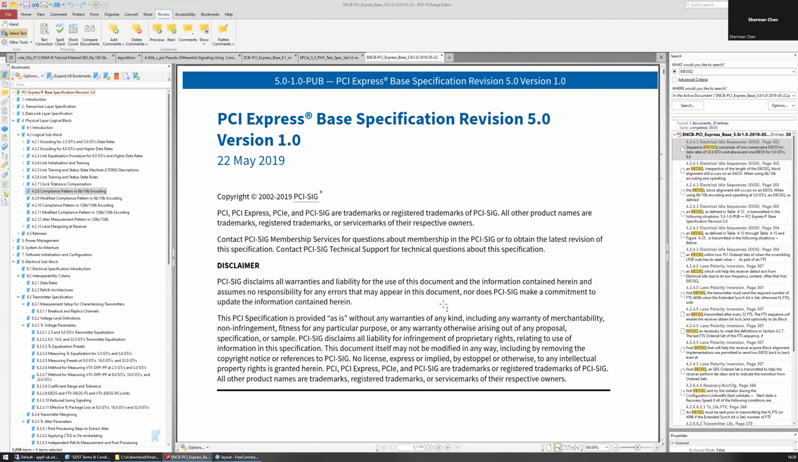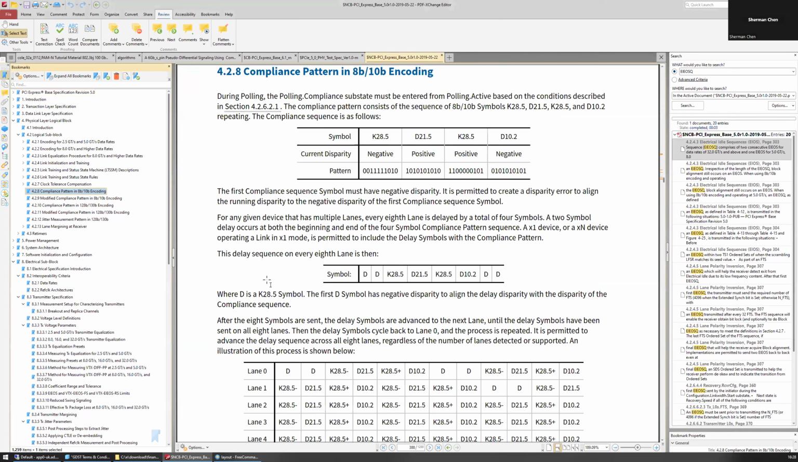Today, I will show you the compliance pattern and the modified compliance pattern used in PCIe Gen 5. Here is the base specification for Gen 5. We go to section 4.2.8, which is the compliance pattern used in 8b/10b encoding.